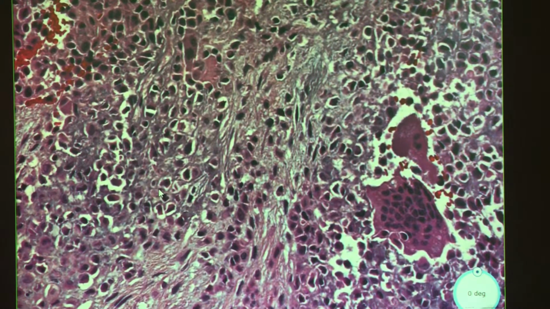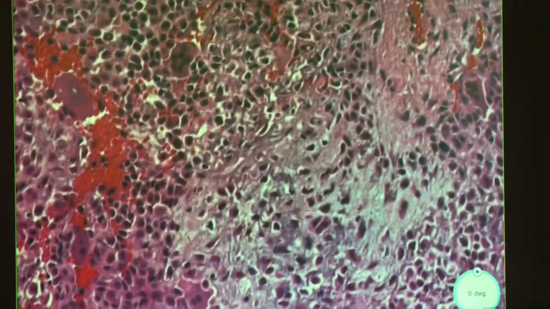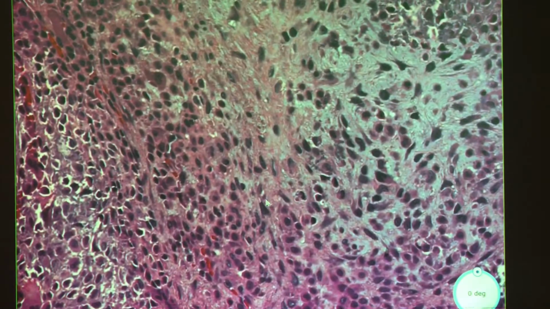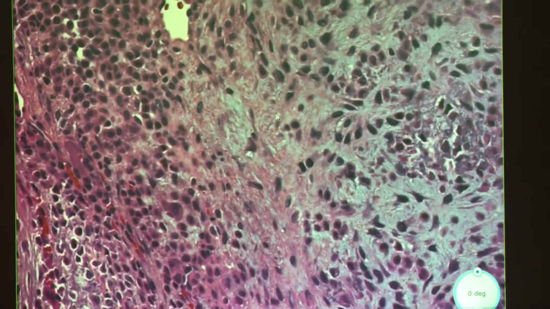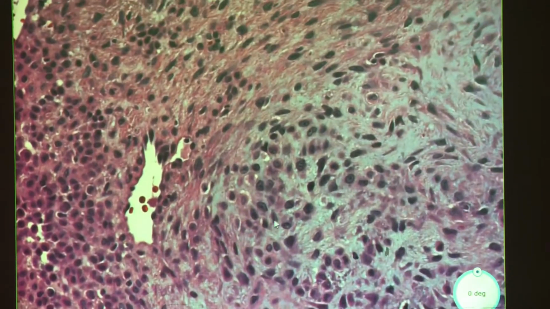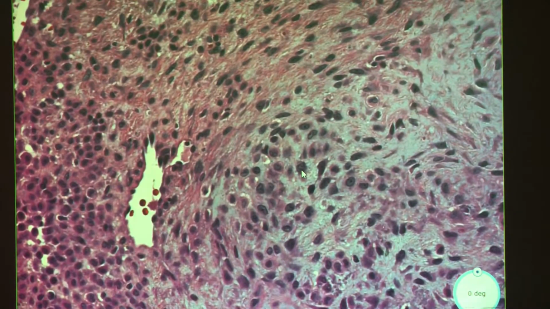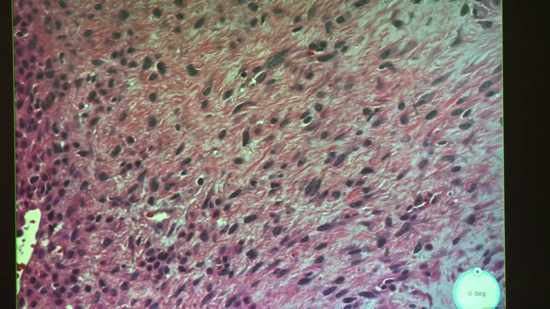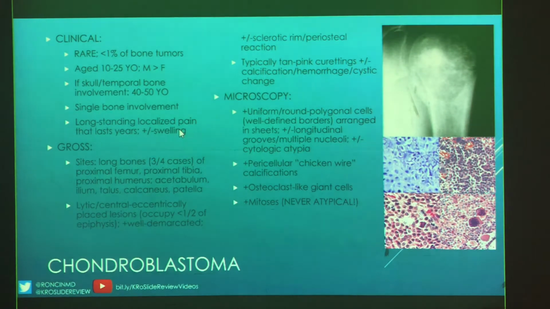Okay. I don't think there's too much more for me to say. It's really hard to make out if you have a lot of longitudinal grooves, which you should have in this entity. Like there's definitely, like here, again, 2 nucleoli, 2 nucleoli. So this is a chondroblastoma. These are really rare tumors, less than 1% of all bone tumors.